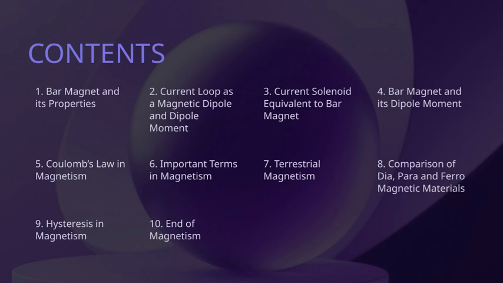Next, we'll look at a bar magnet and its dipole moment. A bar magnet produces a magnetic field with a north and south pole, and the dipole moment is a vector quantity that describes the strength and orientation of this magnetic source. This concept is fundamental because it helps us quantify and analyze magnetic fields in a more precise way.